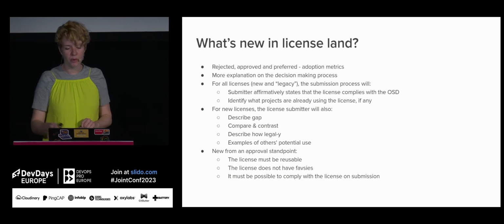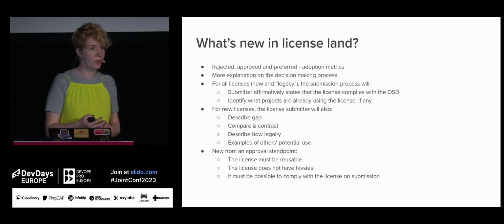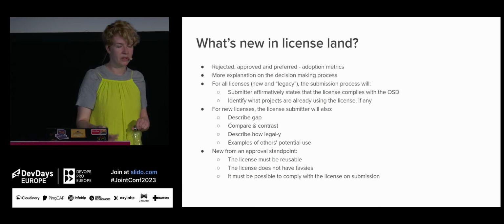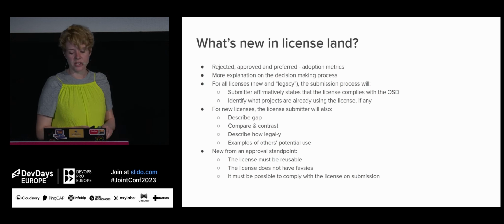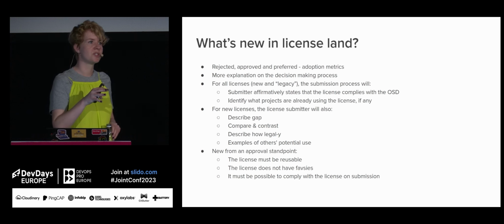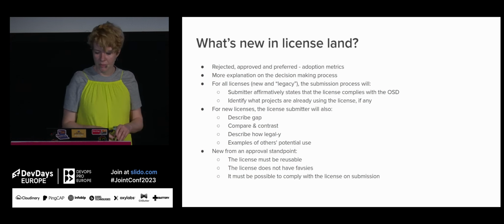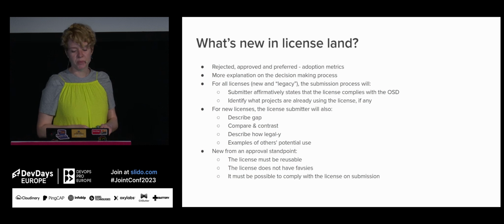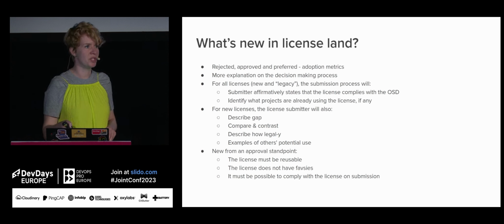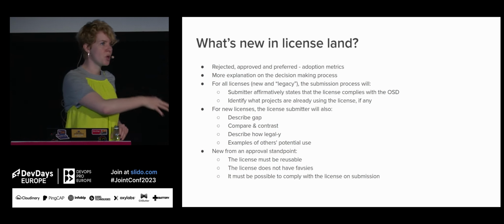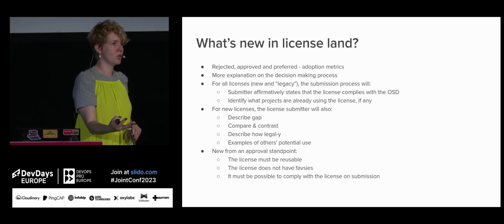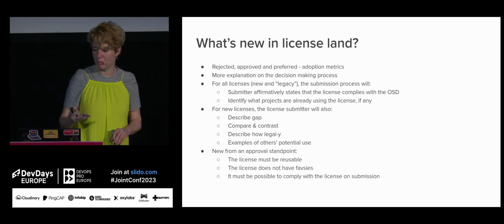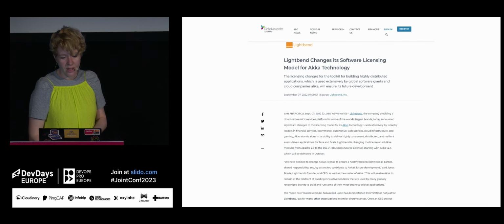And new from an approval standpoint is that the license must be reusable, meaning that it can be used by others without changing the terms drastically. The license does not have terms that structurally put the licensor in favor of other people. And it must be possible to comply with the license upon submission. So just as a side note there, given the wide copyleft scope of SSPL, if that would be submitted today, people would not be able to comply with it today. So that would not have been approved today. All right.